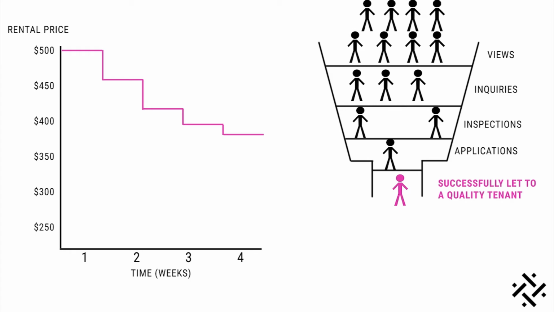Obviously, once we're at price levels where there's enough interest that people are looking, clicking on it, inquiring, and then inspecting, and then applying, we don't lower the price any further. We try and capture those tenants at that maximum price. So that's how quick testing works.